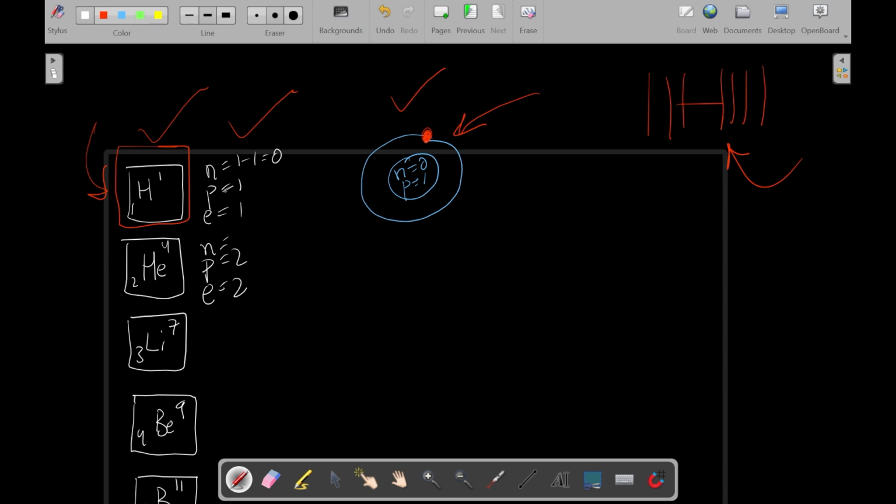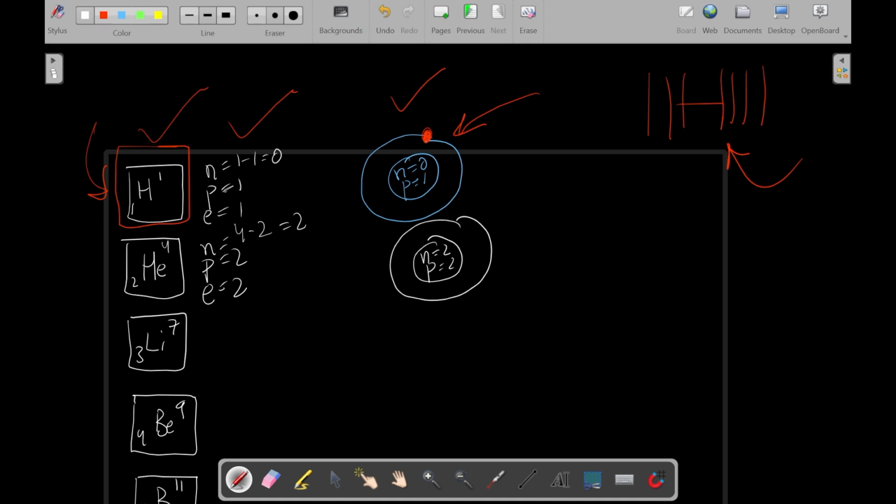So looking at the small number, I've got 2 over here. It represents the total quantity of protons and the total quantity of electrons. So I've got my electrons and protons as 2 declared over here. By subtracting the small number from the big number, I will get 2, which is going to be the quantity for my neutrons. Now, the neutrons are 2 in the nucleus, and the protons are 2 in the nucleus.